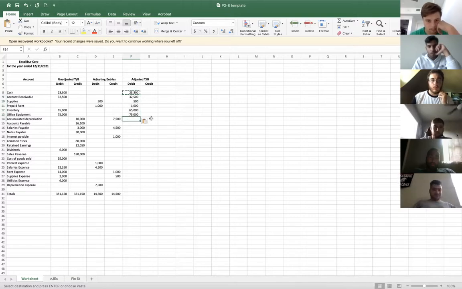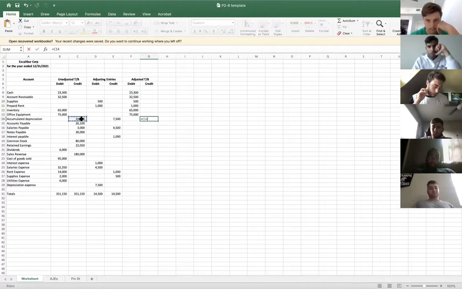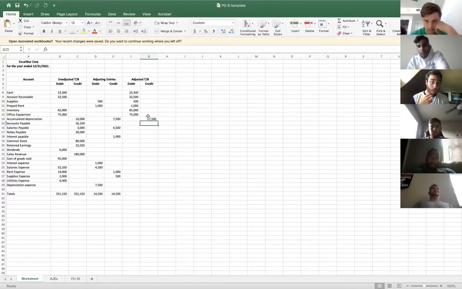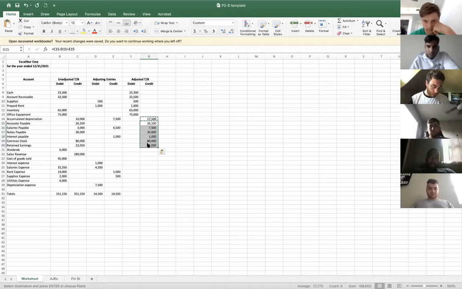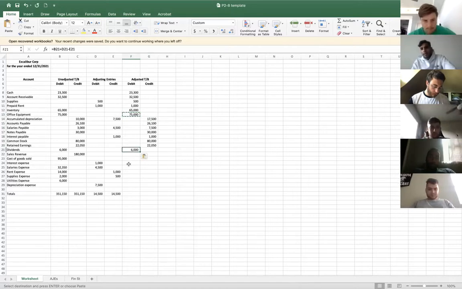Now here's my first credit. So I'm going to go over to the credit and put equal a credit minus any debit adjustments I had plus any credit adjustments. And all of my credit accounts will have that same formula. Here's a debit. Dividends is a debit. And all my expenses are debits. And then a credit.